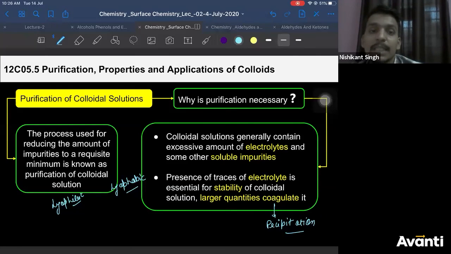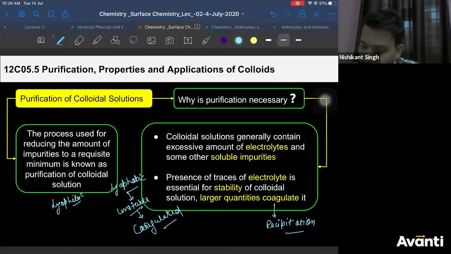Lyophilic were stable because they did not carry charge. Because lyophobic carried charge, they were unstable. Unstable means they can be coagulated, or they can be converted into precipitate. Coagulated means precipitate. How do they get converted into precipitate?